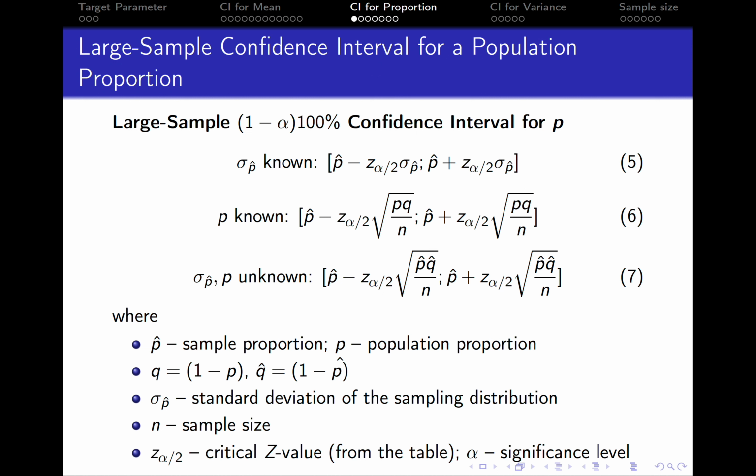As we already know, we almost never know the true population proportion. Therefore, the more realistic case is when we do not know the standard deviation of the sampling distribution and we do not know the true population proportion. To construct the interval for this case, we take the sample proportion and subtract the product of the critical z-score and the square root of the sample proportion multiplied by q and divided by the sample size. The upper boundary is constructed in a similar way, it's just instead of minus we put a plus.